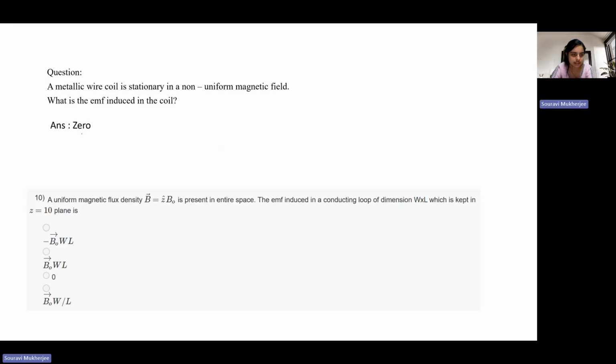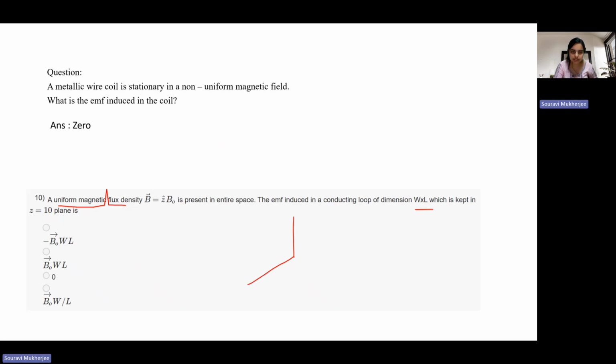Now, again, there can be questions like this. So here, there is one of the questions from last year's assignment, which says that you have a uniform magnetic flux. This is my marker. So you have a uniform magnetic flux. So B is uniform. It's present in the entire space. So B is not changing. And then you have some conducting loop with some dimensions given. Okay. And it's kept in the plane.